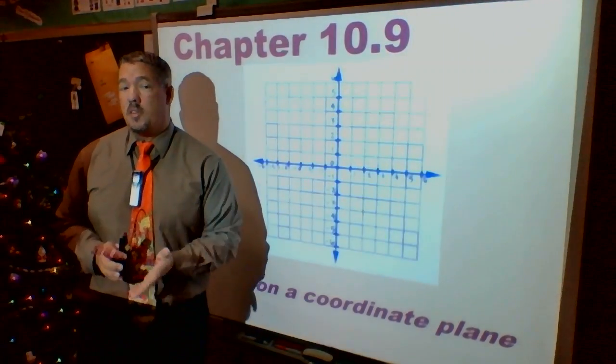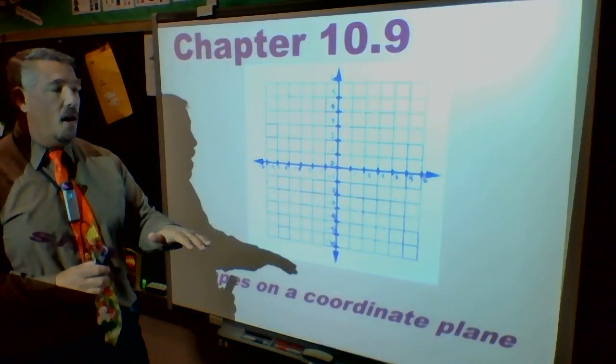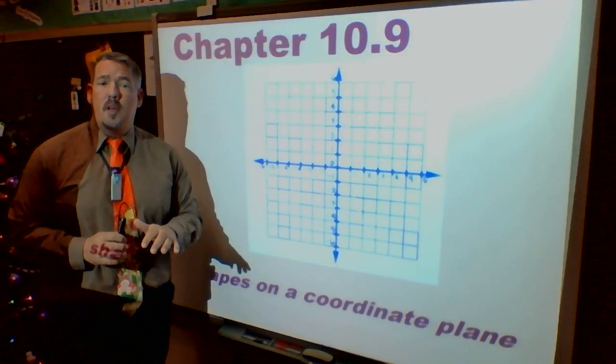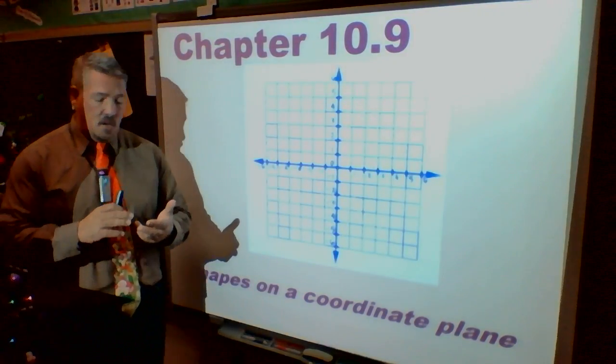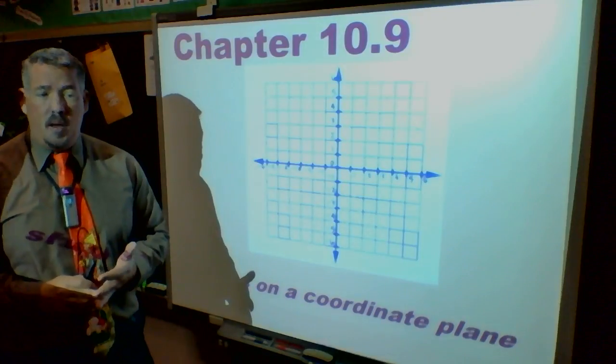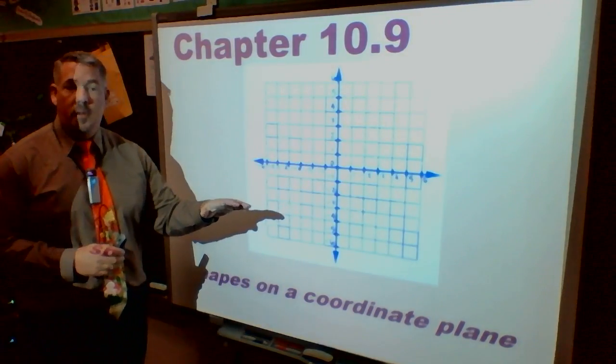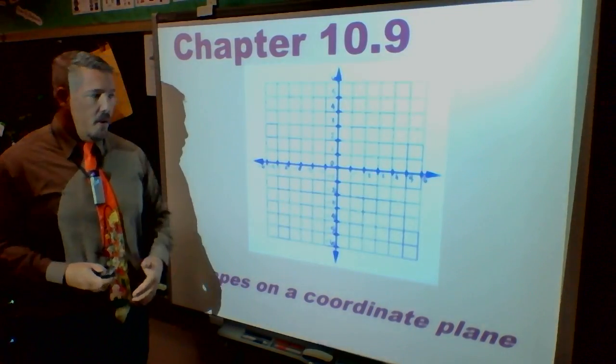So we finish up with chapter 10. Looking at chapter 10.9, we're dealing with coordinate planes. We're going to talk about area, height, and size of shapes, and how to put them on a coordinate plane. So a quick review of coordinate planes and how they work.